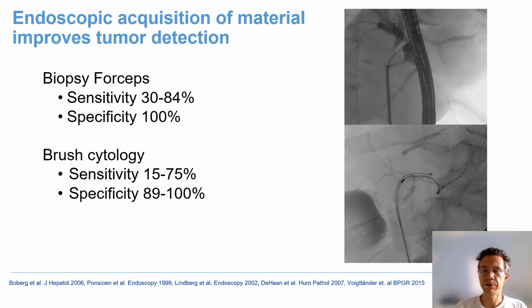When you use specific endoscopic devices, such as biopsy forceps or brush cytology, you may augment your tumor detection rate. For biopsy forceps, the sensitivity to detect tumors ranges from 30 to 84%, with a specificity of 100%. For brush cytology, you can find in the literature a sensitivity of 15 to 75% for tumor detection, with a specificity of 89 to 100%. This data reflects the heterogeneity of the study population, the studies, and maybe also of the experience of the endoscopists analyzing bile duct stenosis.